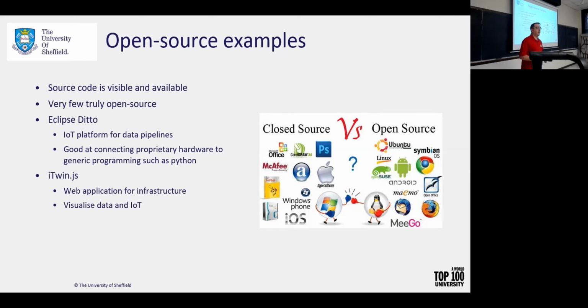There's another one called iTwin.js, or JavaScript, and it's a web-based application for infrastructure. So it's very similar to the TwinView idea I just showed you, where you go online to visualize the system and to gain information about the asset itself. With TwinView, it visualizes the data and interacts with live sensors. So iTwin is very interesting alongside TwinView because they're essentially the same results, but one's proprietary, one's open source.